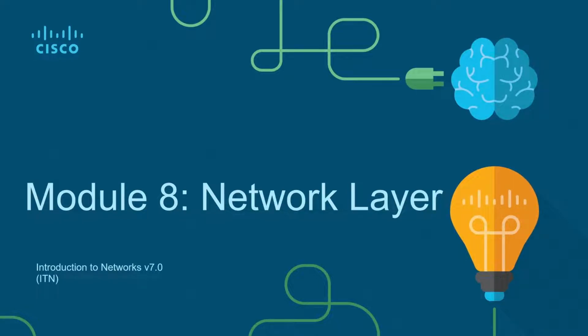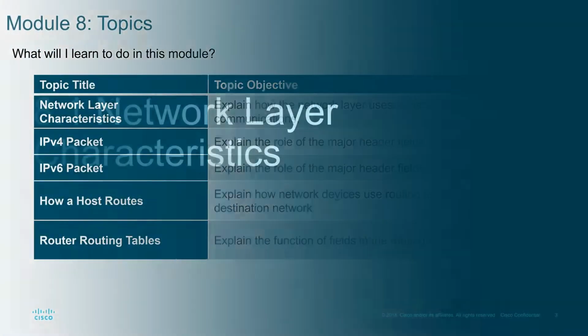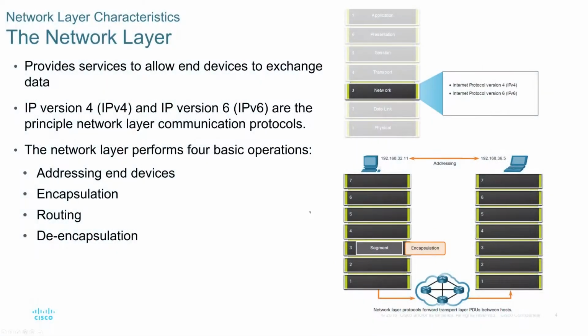This is Module 8, the network layer of the Cisco Academy's Introduction to Networks version 7.0 curriculum. The network layer is layer 3 of the OSI model, and this is where IP addressing is located. The network layer will provide services to allow end devices to exchange data. IP version 4 and IP version 6 are the principal network layer communications protocols.